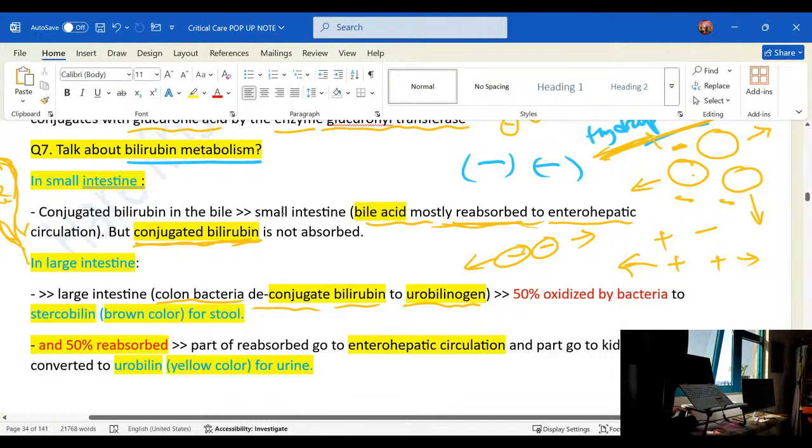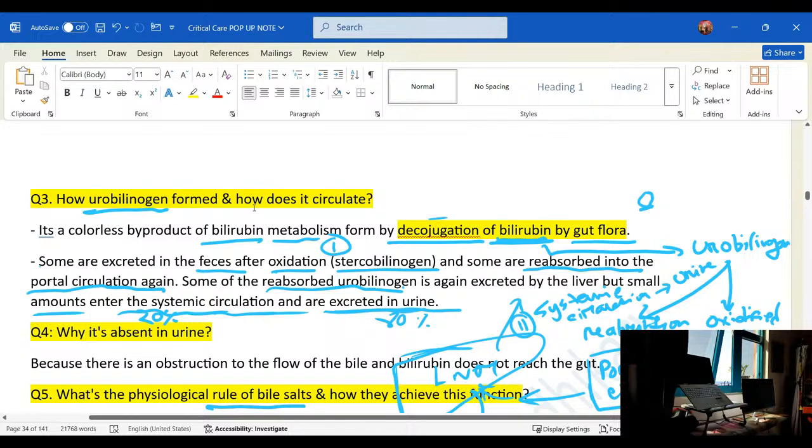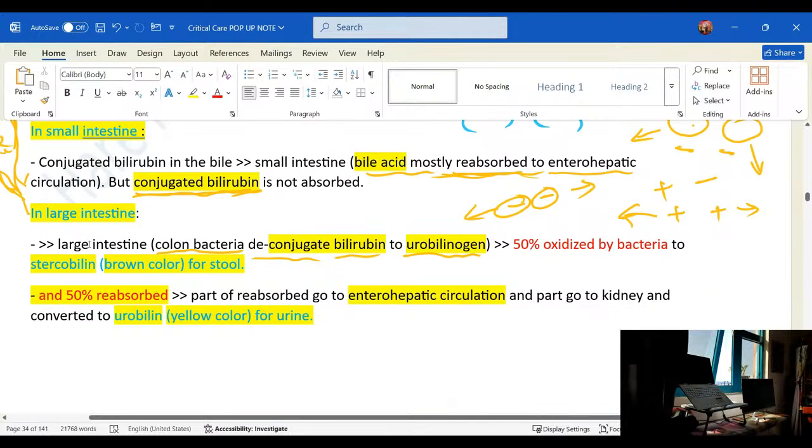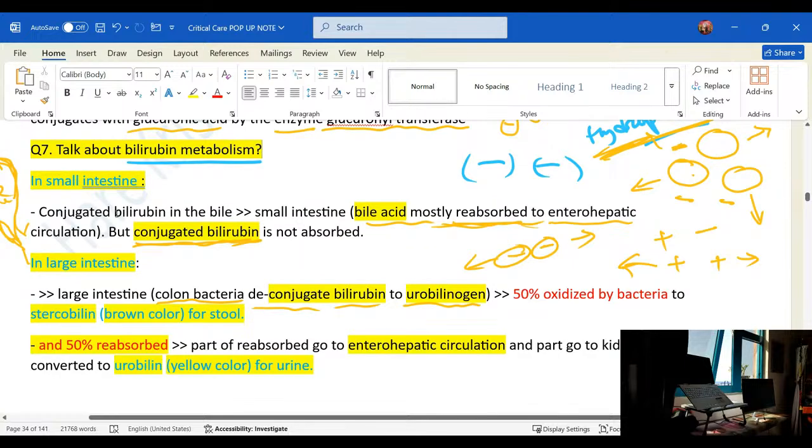This format is easy, and that's why I was trying to understand. If they ask me urobilin metabolism, here is bilirubin metabolism. And that question was how urobilin forms and how it circulates. So if they ask from urobilinogen, then I will start from the large gut. Small intestine, no need to talk.